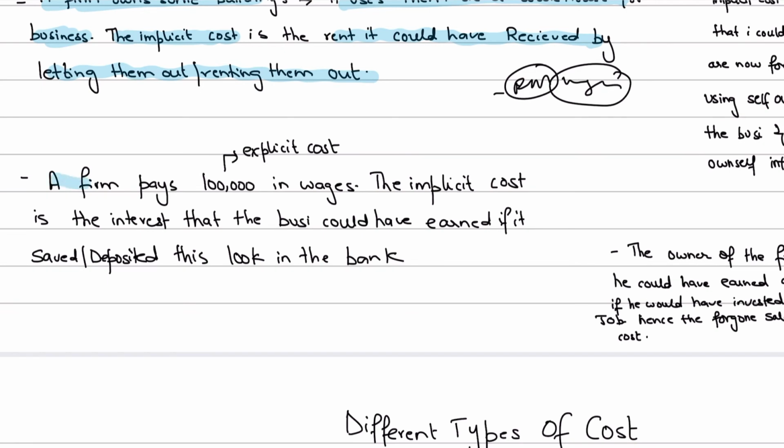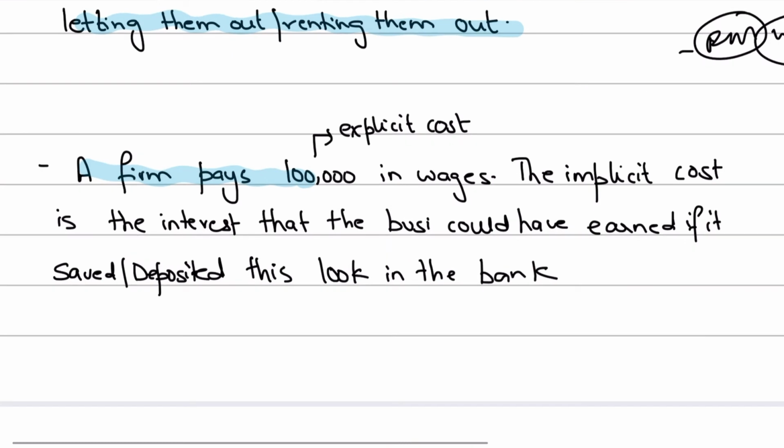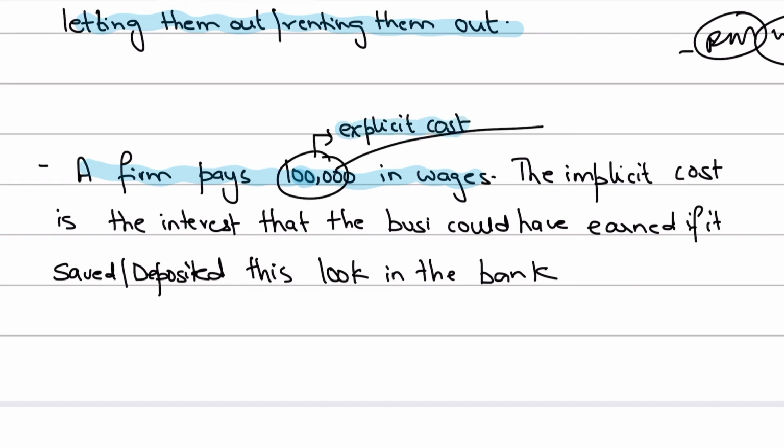Another example could be a firm that pays 100,000 in wages. Let's suppose I pay 100,000 to my workers. That would be the explicit cost, obviously. I am paying 100,000, so there is an outflow of 100,000. 100,000 is going out of my pocket. In other words, I have used 100,000 in my business, because I am paying wages to the workers in the business.